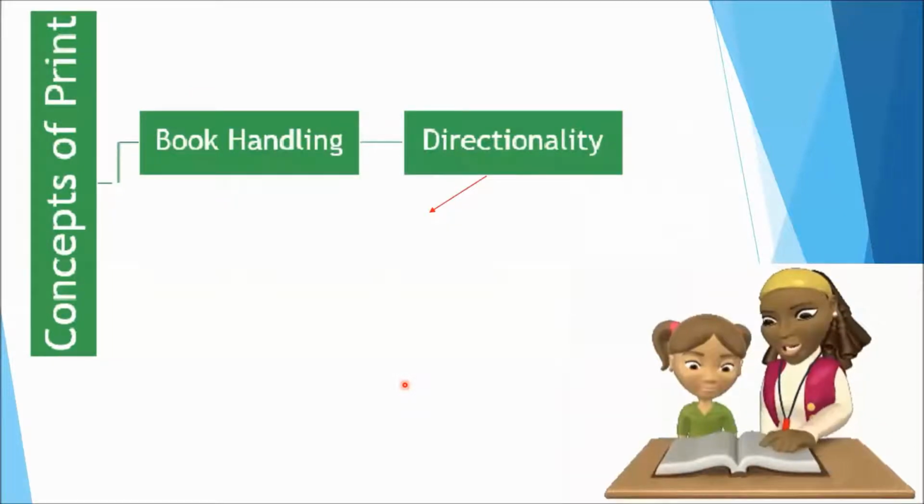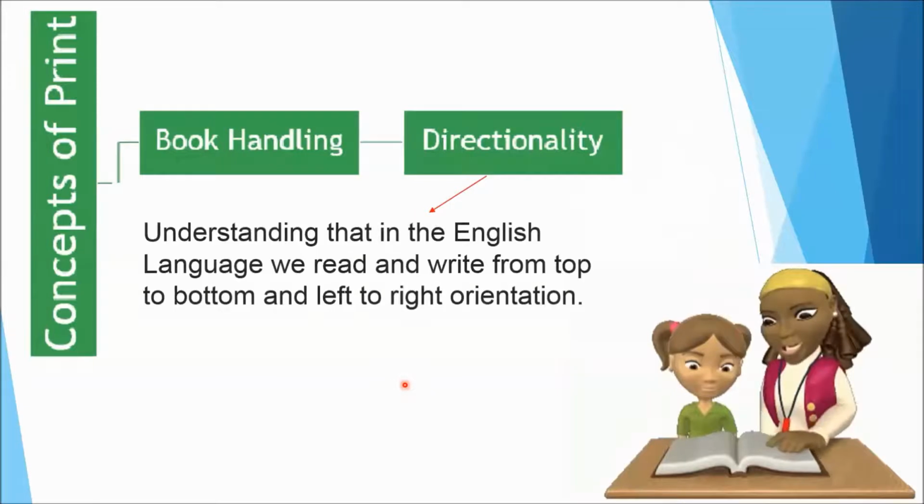And that brings us into the world of directionality. Directionality is understanding that in the English language, we read and write from top to bottom and left to right. So first a child learns how to open a book, and now a child needs to learn that we read and write from top to bottom, from left to right.